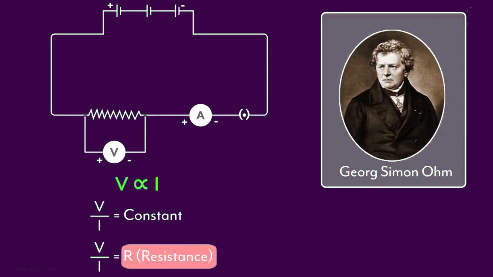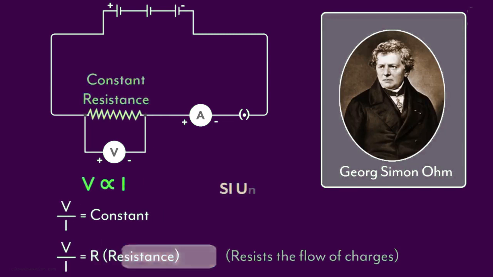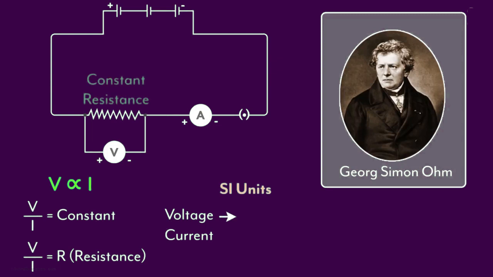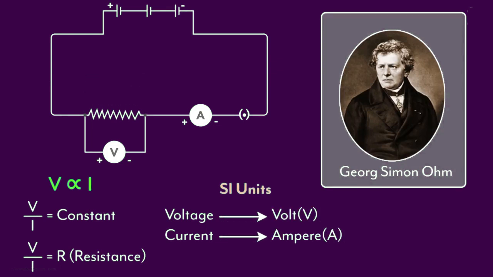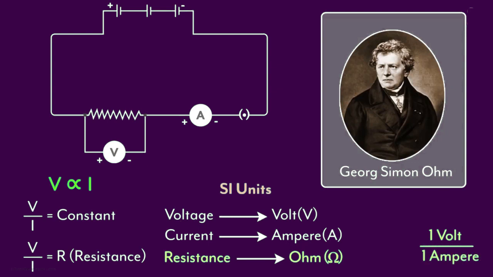What is resistance? It is simply the property of a conductor to resist the flow of charges through it. The unit for voltage is volt and the unit for current is ampere. But what is the SI unit for resistance? It is ohm, which is represented by the Greek letter omega. If the potential difference across the two ends of the conductor is 1 volt and the current through it is 1 ampere, the resistance of the conductor will be 1 ohm.